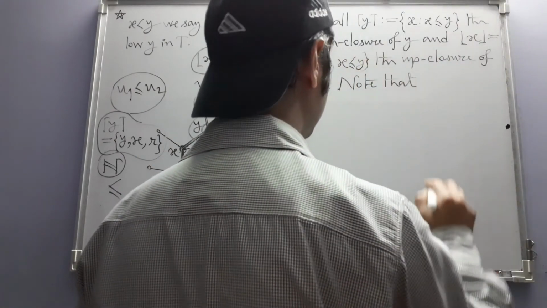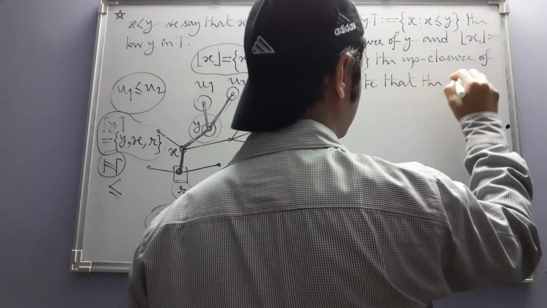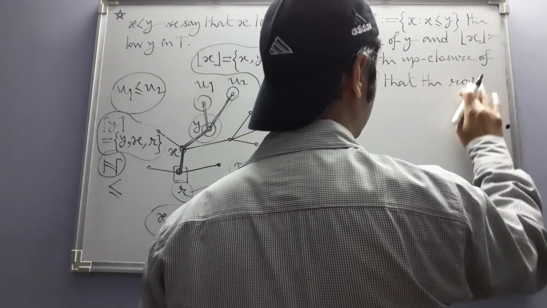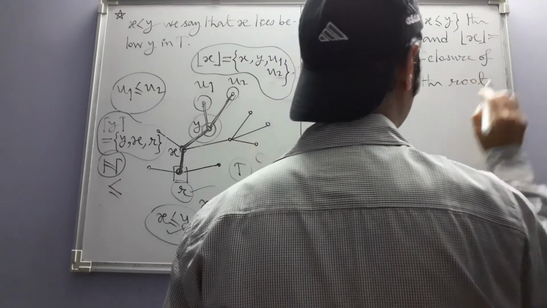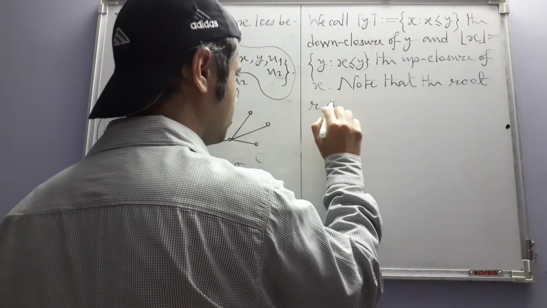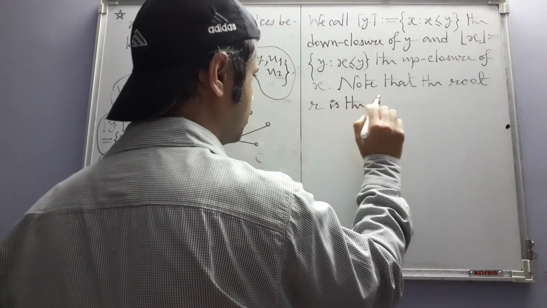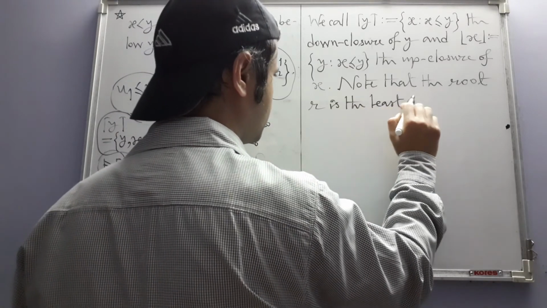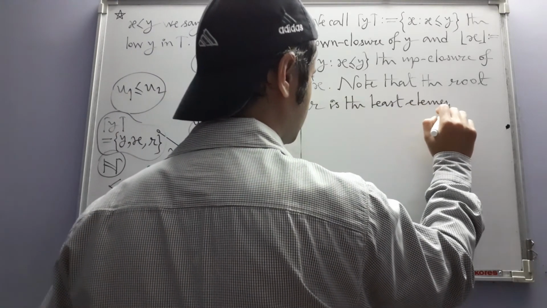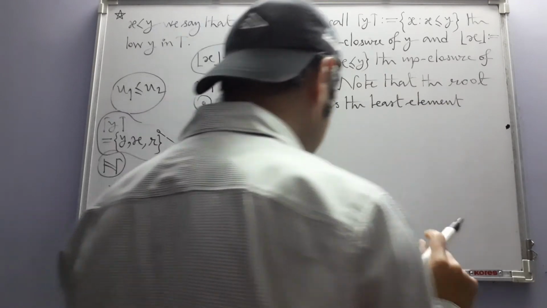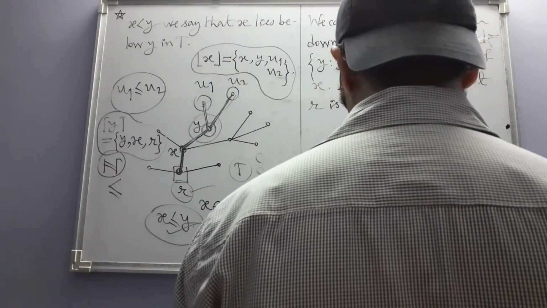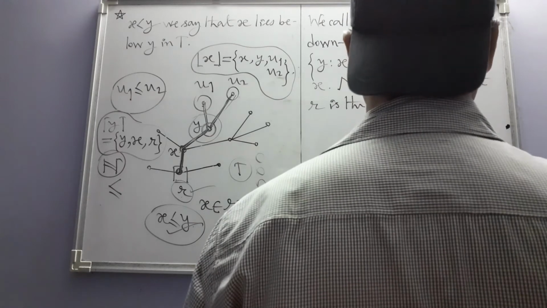Note that the root is the least element. The root is less than or equal to every vertex, it is the least element in this partial order.